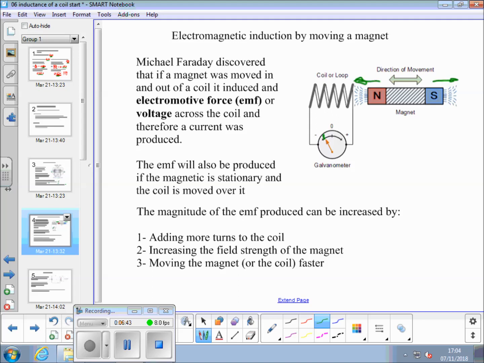If you then pull the north pole out in the opposite direction, you'd get a deflection that way. If you turn the magnet round, you'd start off by putting the south pole in, you start off with a deflection to the right and then go with a deflection to the left. So you'd effectively change the direction of the current over. Okay?